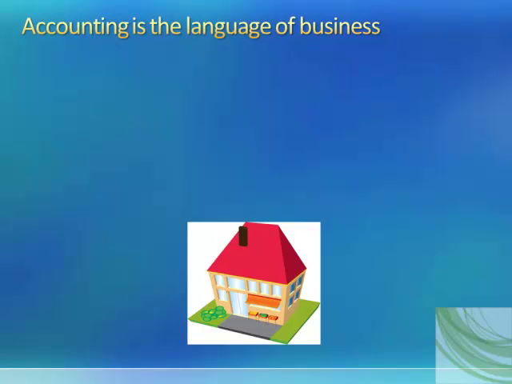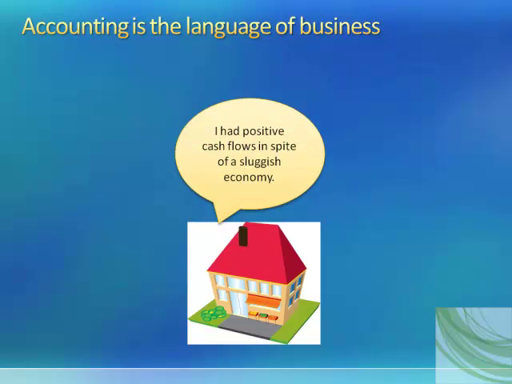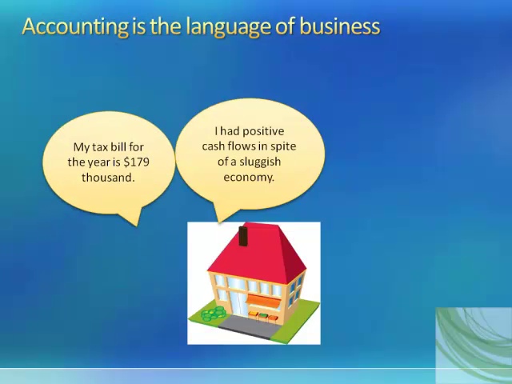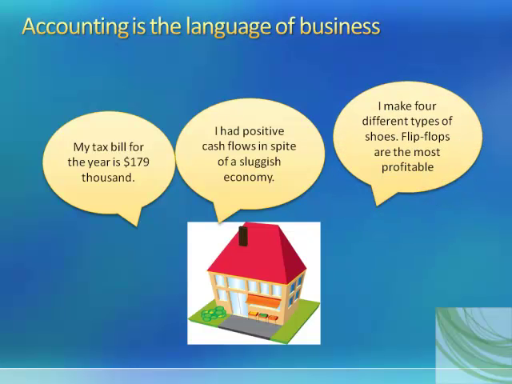The second word in the definition that we want to consider is the word language. Language suggests that a business would have some way to communicate. This business says, I had positive cash flows in spite of a sluggish economy. My tax bill for the year is $179,000. Or I make 4 different types of shoes. Flip-flops are the most profitable. Accounting enables this business to communicate all of these things, plus many, many more.